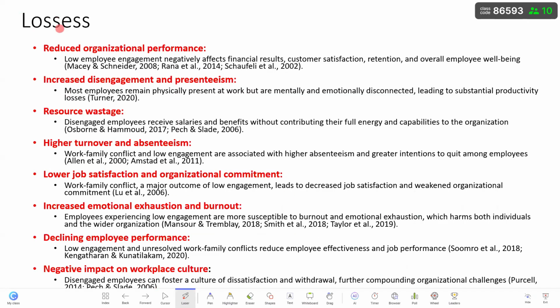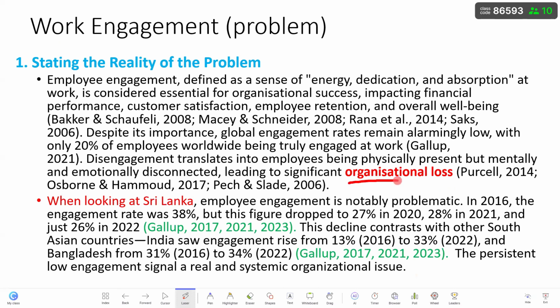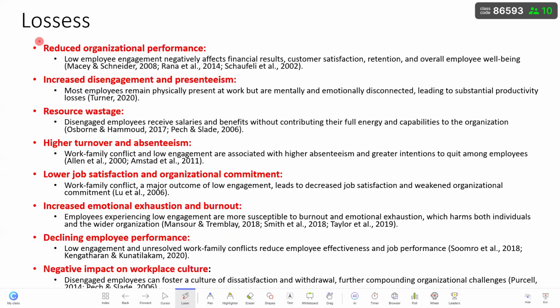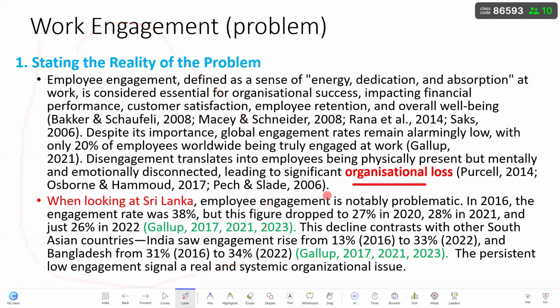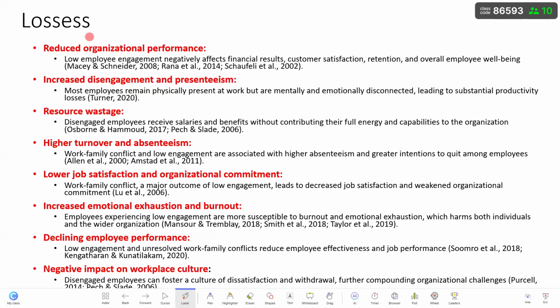Then what are the losses? Because we say that disengagement creates so many organizational losses. You can include this as a separate paragraph here. Then after that, you can start talking about Sri Lankan figures, right? So what are the losses?